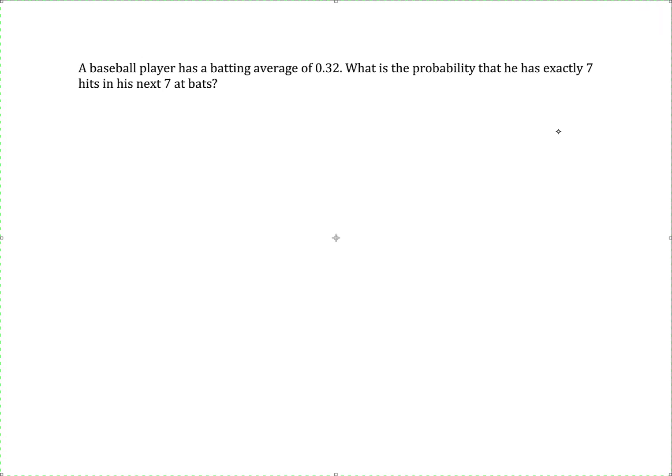A baseball player has a batting average of .32. What is the probability that he has exactly 7 hits in his next 7 at-bats?